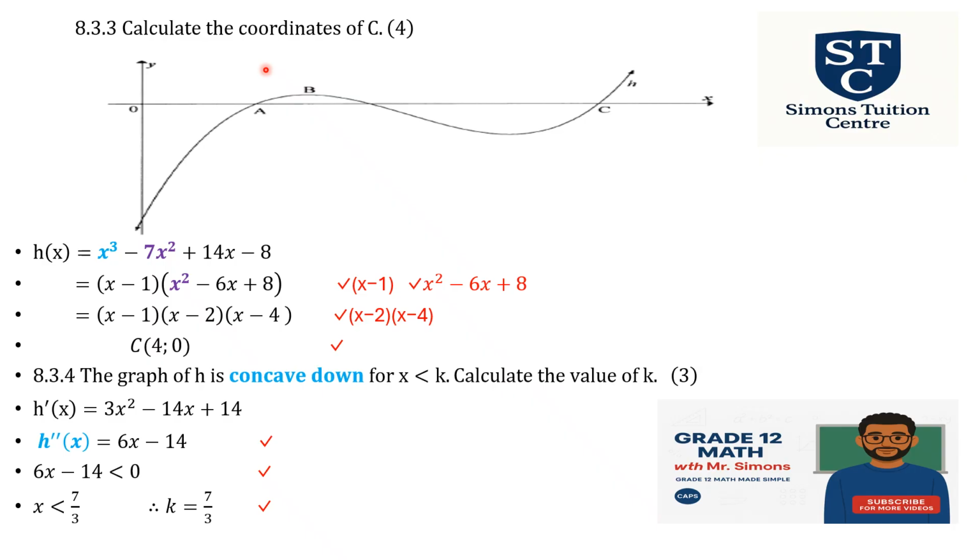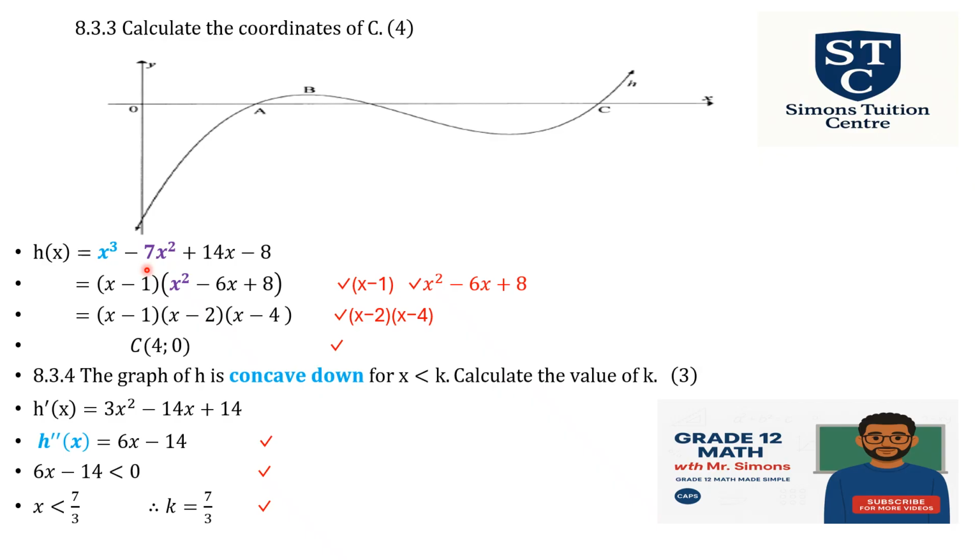Calculate the coordinates of C. You see B there at 1,45 and the other turning point at 3,22. So we know x cubed minus 7x squared plus 14x minus 8. They say A is 1, so if that's positive 1, then x minus 1 must be a factor. From there, x times x squared gives me x cubed. Minus 1 times positive 8 gives me negative 8. Minus 1 times x squared gives me minus 1x squared.